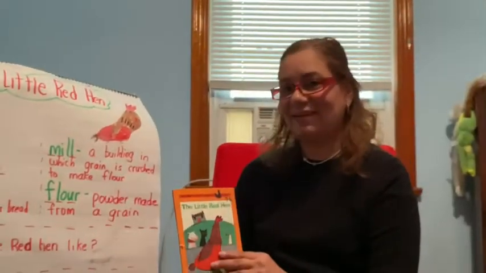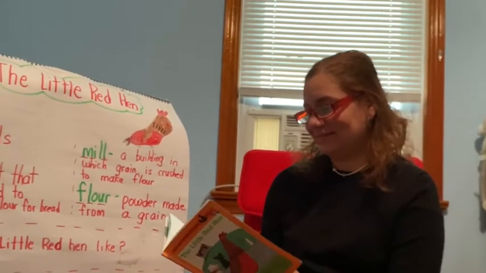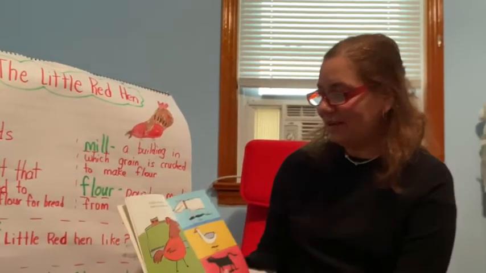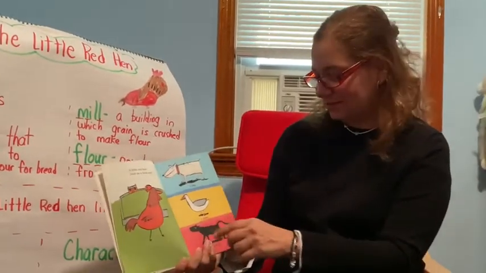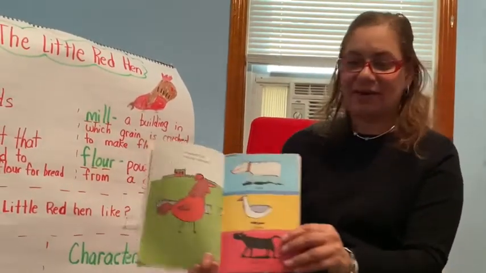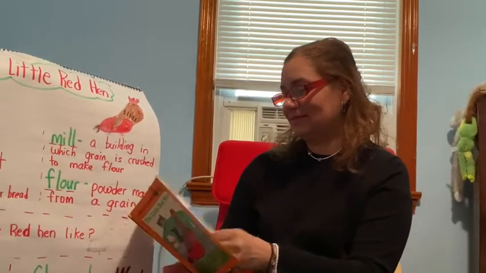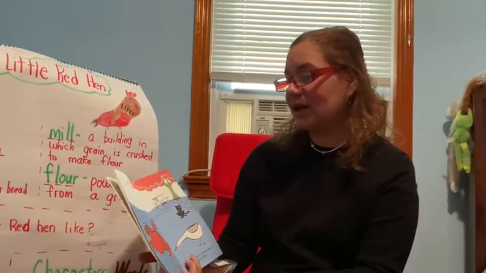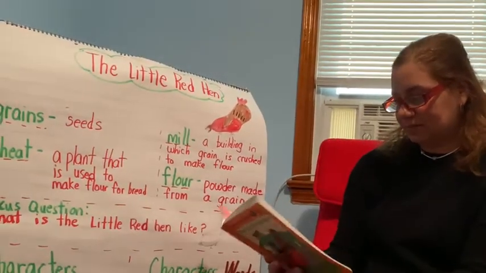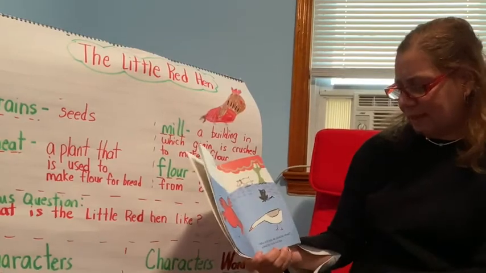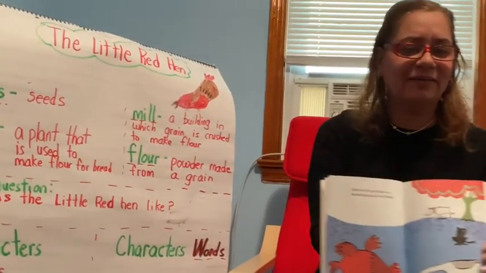The Little Red Hen. A little red hen lived on a farm with a dog, a goose, and a cat. One day, the little red hen found some grains of wheat. "Who will help me plant the wheat?" asked the little red hen.